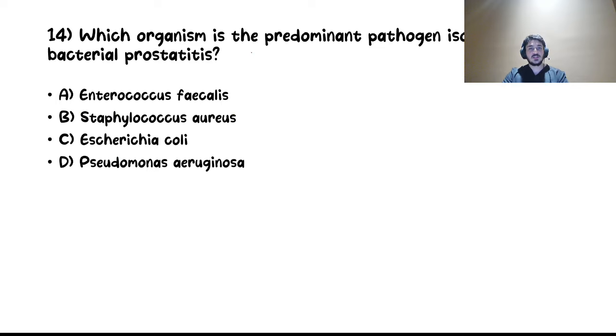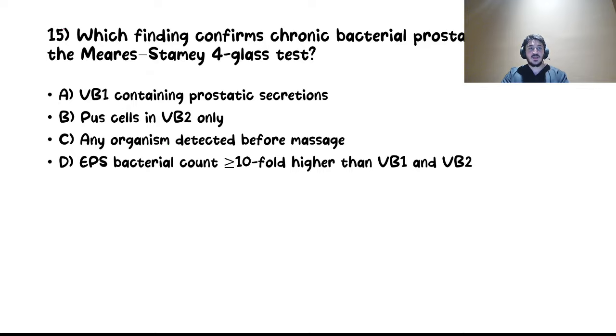Which organism is the predominant pathogen in bacterial prostatitis? Predominant pathogen in UTI, what do we say? E. coli. Which of the following confirms chronic bacterial prostatitis using the Meares-Stamey test? This is the 4-glass test, basically the same method I just talked about. So how do you confirm the diagnosis? We said EPS or VB3 10 times higher than VB1. This is not the answer. This is not the answer. So this is the answer.